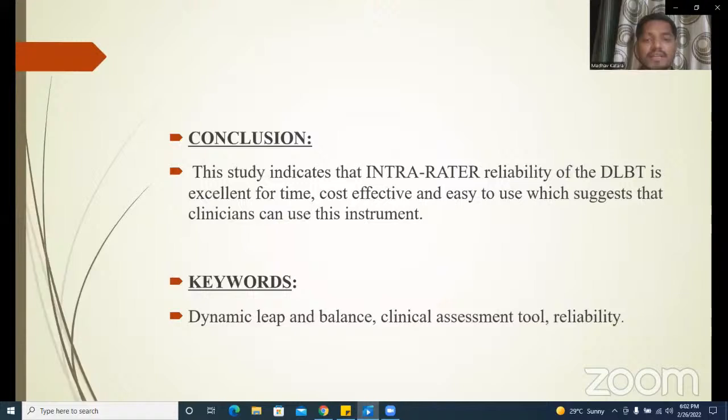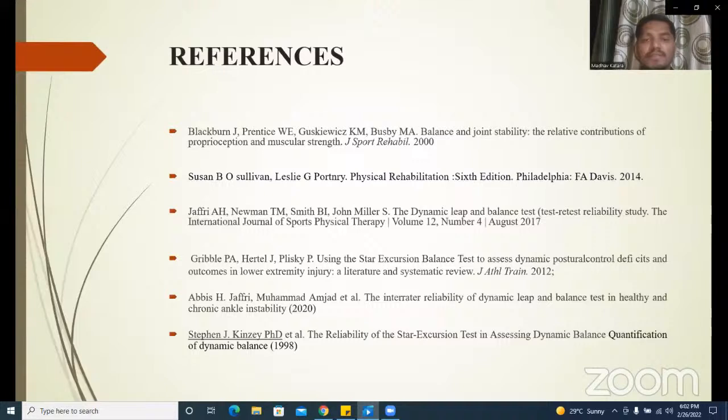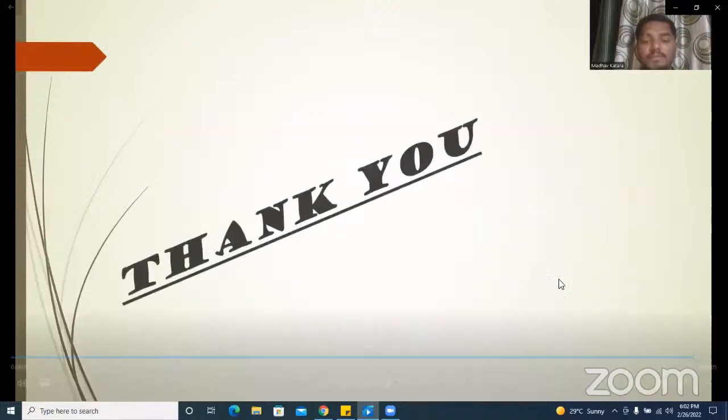Conclusion: this study indicates the interrater reliability of the dynamic leap and balance test is excellent, time efficient and easy to use. This suggests that clinicians can use this instrument. Keywords: dynamic leap and balance, clinical assessment tool, and reliability. This is the reference. Thank you.